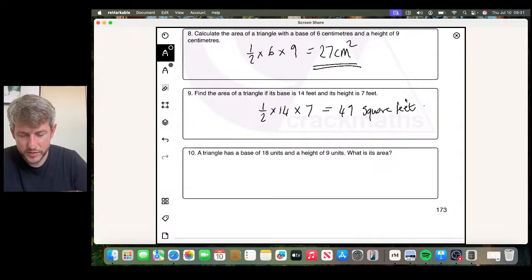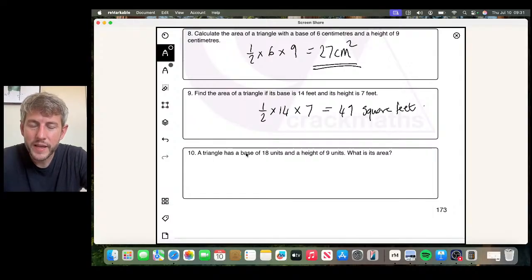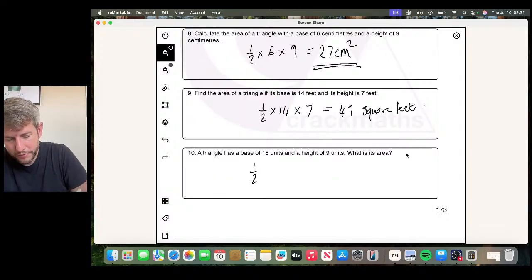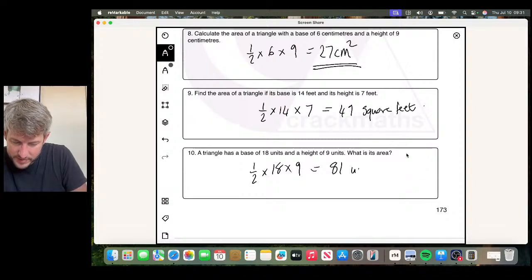Okay, right. Question 10. A triangle has a base of 18 units and a height of 9 units. What is its area? So again, we've got a half times 18 times 9. A half of 18 is 9, so we've got 9 times 9 gives us 81, and this is units squared.